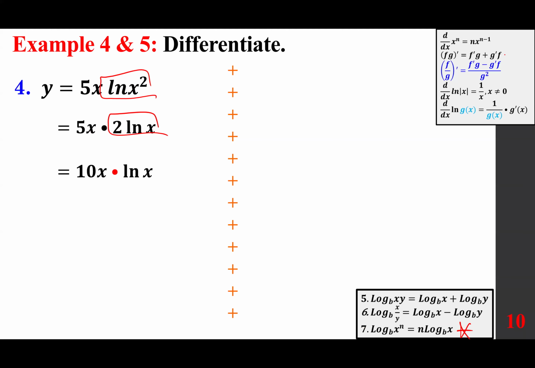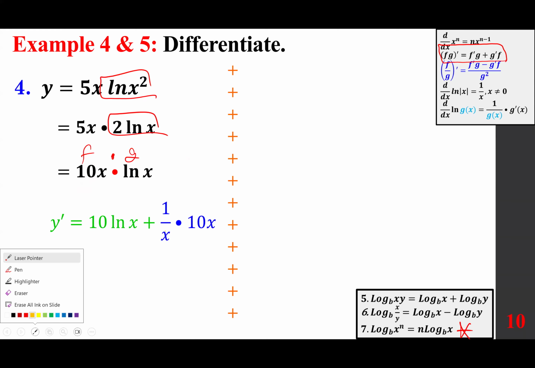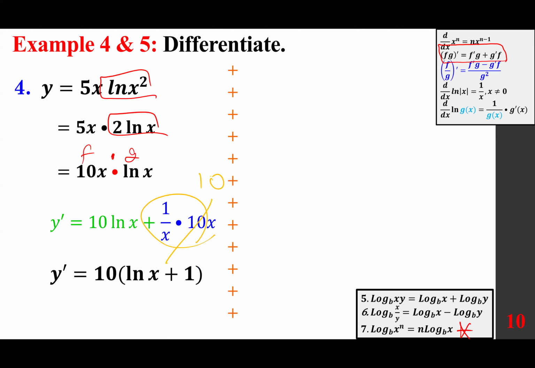We are going to use the product rule. fg becomes f prime g plus g prime f. f prime is 10 times g, ln x, plus g prime, which is 1 over x, times f, 10x. And this changes to 10. Factor the 10 out, and the final answer is 10 times ln x plus 1.